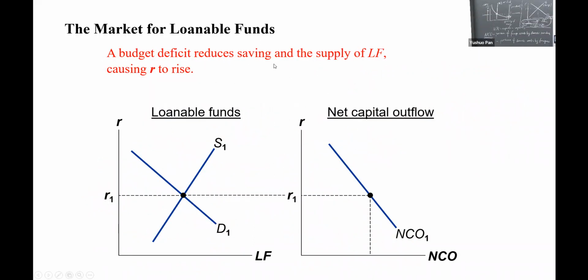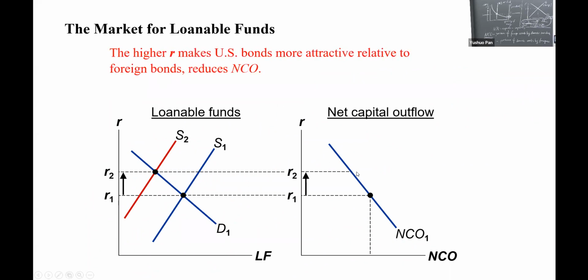A budget deficit reduces saving and the supply of loanable funds, causing the interest rate R to rise. The higher interest rate makes US bonds more attractive relative to foreign bonds. That will reduce the NCO because no matter whether domestic residents or foreigners, they are going to invest in the US. So the net capital outflow will decrease.